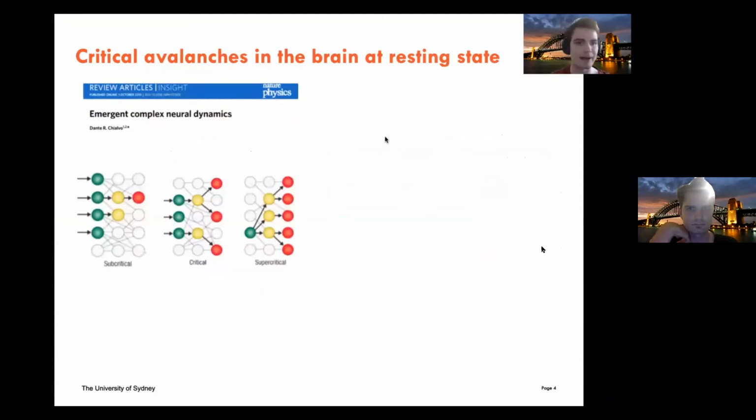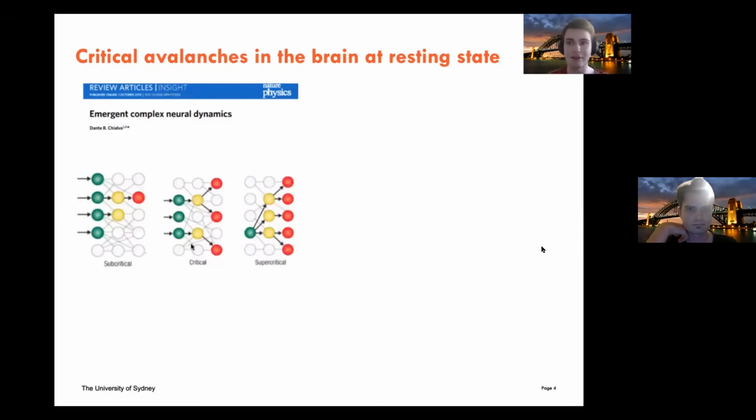And so to think about criticality, we can think about activity propagating through a network. If we have a subcritical state, then each activity at a given node will on average trigger events at less than one other node. And so activity will die out and only propagate locally. Whereas in the supercritical state, activity at one node will trigger more than one node to be active and will lead to the network being overwhelmed. Whereas in the critical state, one node on average triggers one other node.